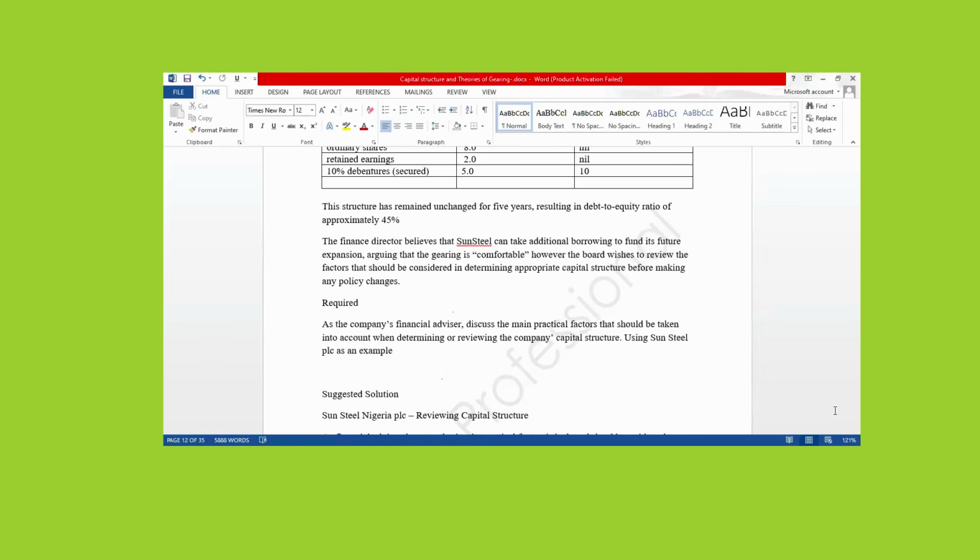Business risk has to do with the nature of your business. This company is into building materials and roofing sheets. Building material business has a steady demand. Even in rough times, people still buy building materials. So the nature of the business will have an impact on the company's capital structure. Your nature of business gives rise to your business risk.